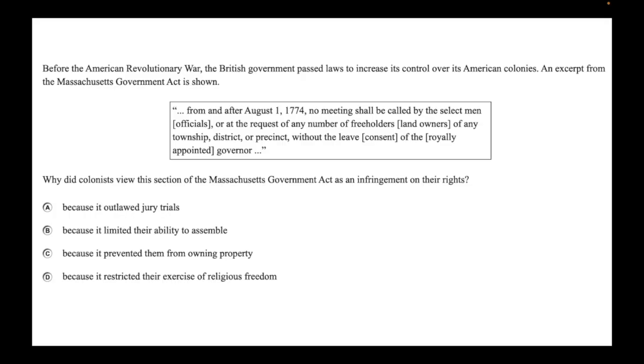Okay, so do we need to know a lot for this question? Not really. We should sort of know what's happening in the colonies. We should know that after 1774, the king tries to exert more authority. So the question is, why did colonists view this section of the Massachusetts Government Act as an infringement on their rights? Because it limited their ability to assemble. So again, no meeting shall be called without the approval of the governor. That means they cannot meet when they want to. They can only meet when they are allowed to.